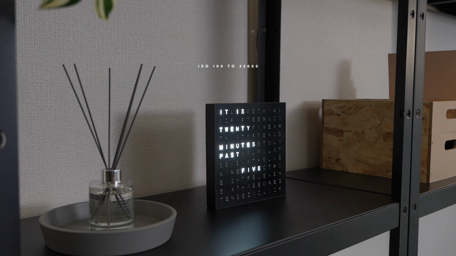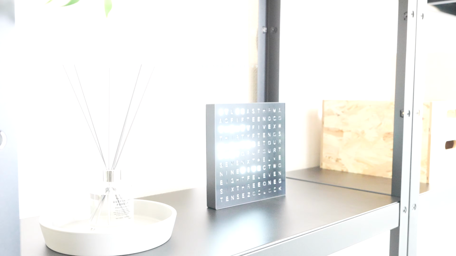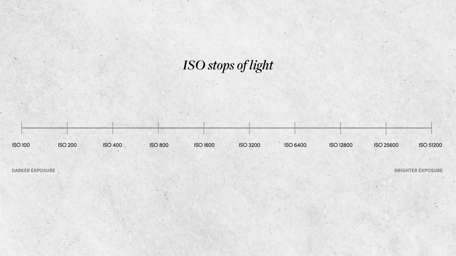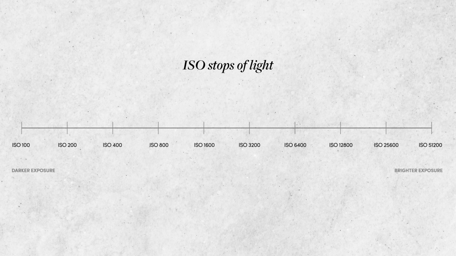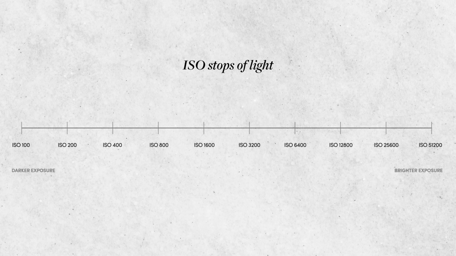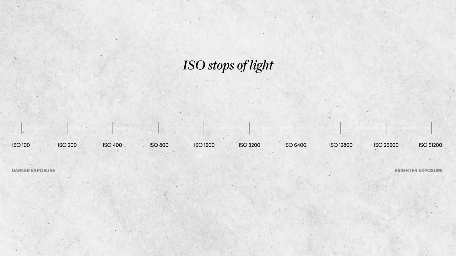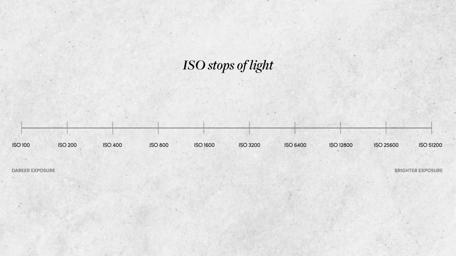And the last component of the exposure triangle is ISO. So ISO refers to the amount of gain the image has. So think of it like giving the sensor more power to brighten up the image if need be. Common stops of ISO are ISO 100, 200, 400, 800, 1600, 3200, 6400, and so on. Now, ISO doesn't have an implicit creative effect on our images like shutter speed or aperture have, and so it should also be treated in that way.